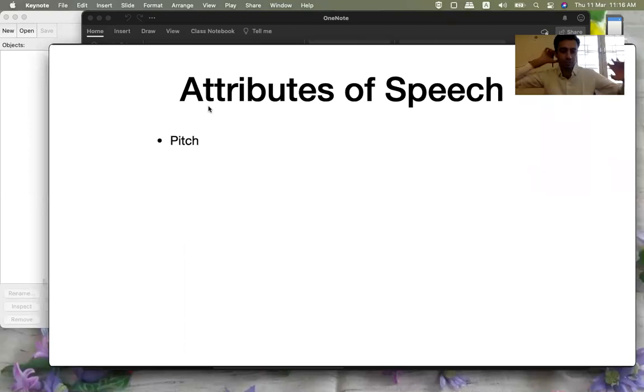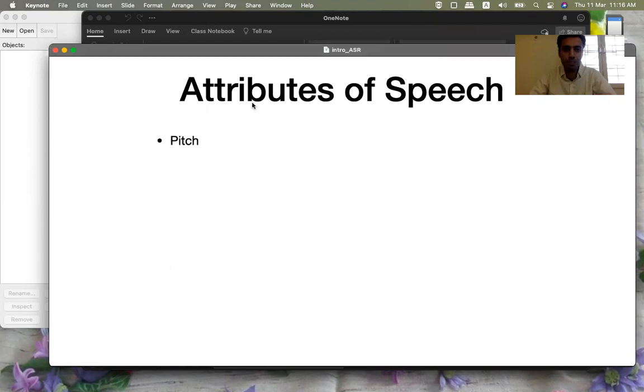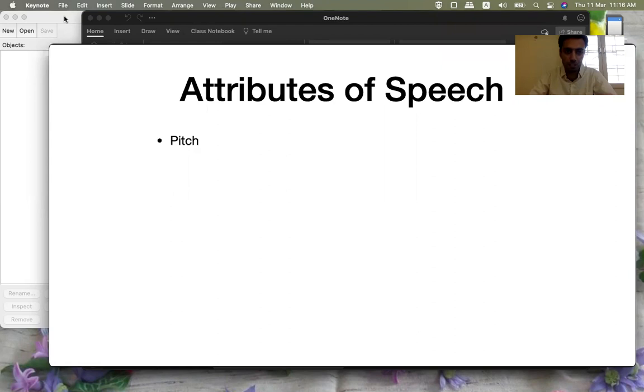Today we are discussing something very practical. Today's topic is attributes of speech. So what are the different attributes of speech? To understand this topic, first of all, we have to know what speech looks like. So let's take up a very standard tool, which I like.